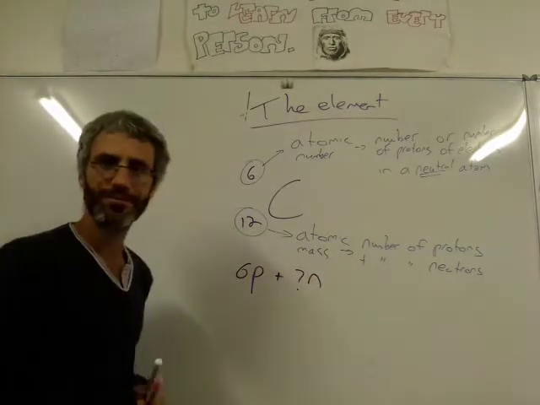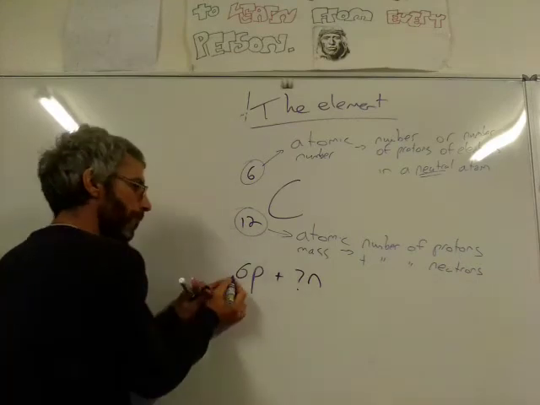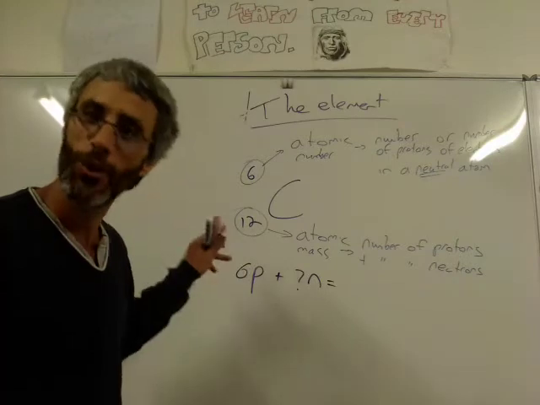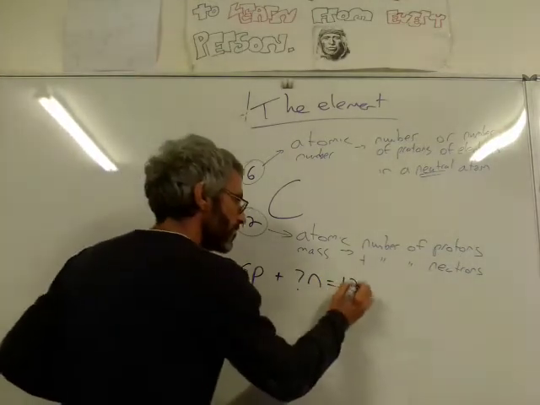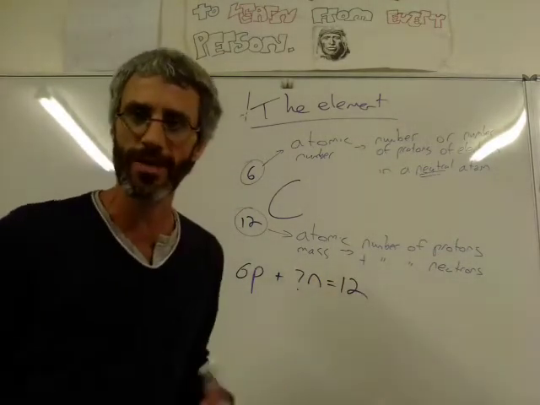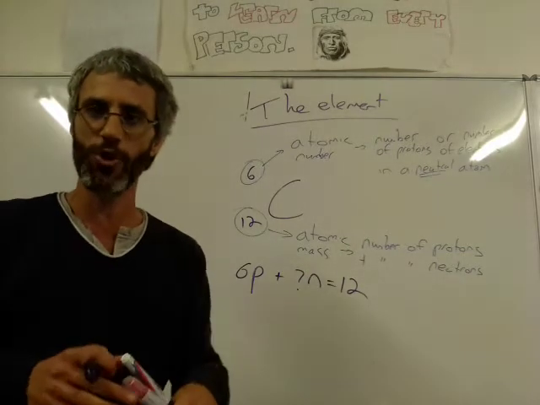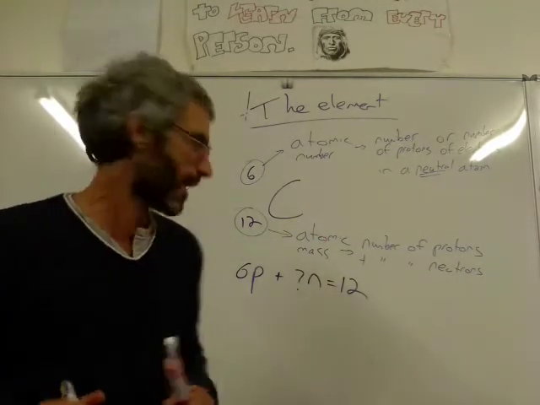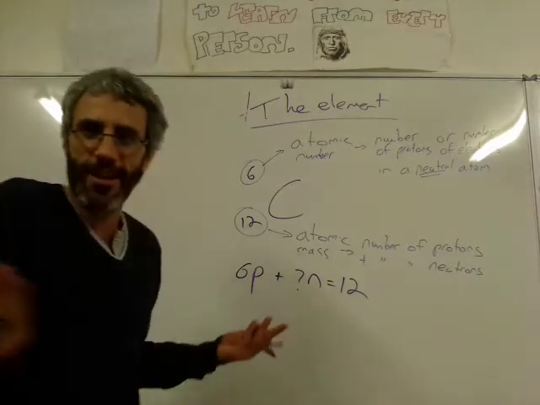I don't know. Okay? But I know the number of protons plus the number of neutrons will be equal to 12, because that's what atomic mass means. Atomic mass is the number of protons plus the number of neutrons. Add the number of protons to the number of neutrons, you get the atomic mass. So this is a question in algebra, isn't it?